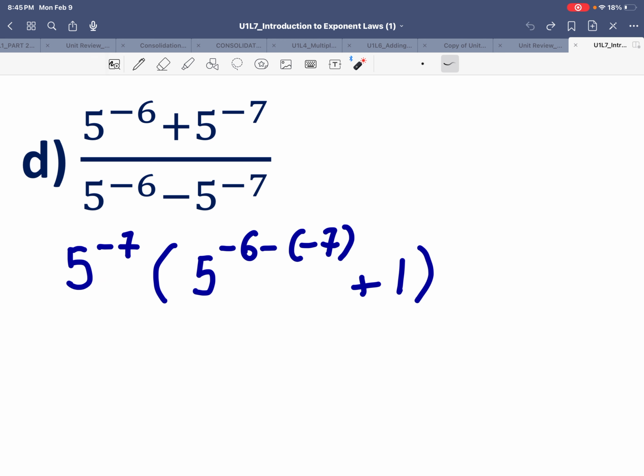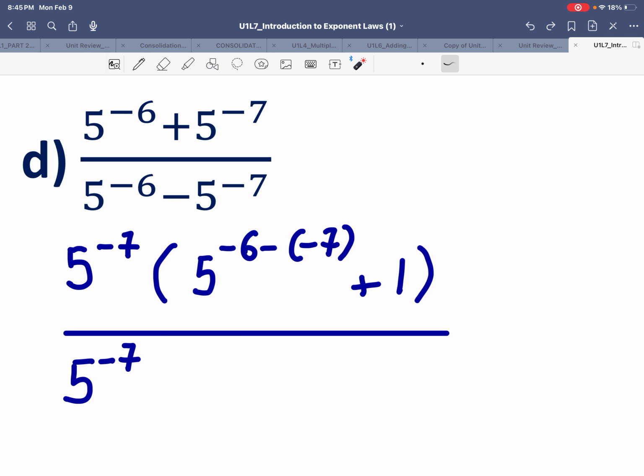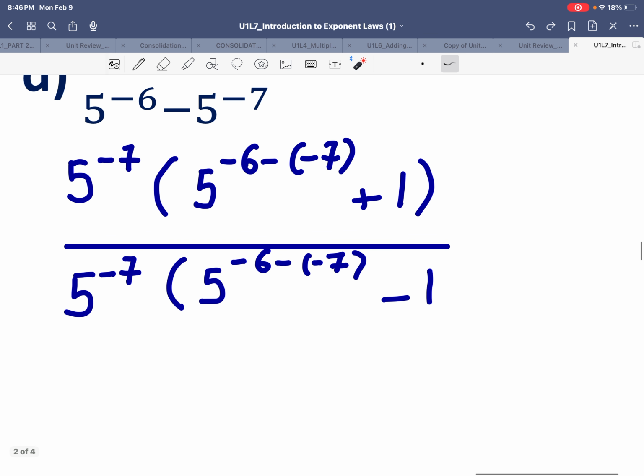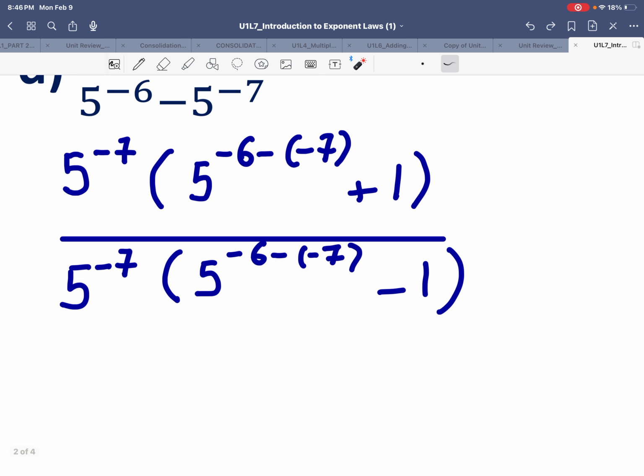And then in the denominator, we'll have again negative 7 is the smaller number, the smaller power. So 5 to negative 7 will come out as a common factor, greatest common factor. And inside the brackets, we'll have 5 to the power of negative 6 minus negative 7, and then minus 1. So minus this one in here, right? Because that is all out. So look at how beautifully these two simplify. And that's exactly what we're going to do. Can't wait. And let's take a look at what we are left with.